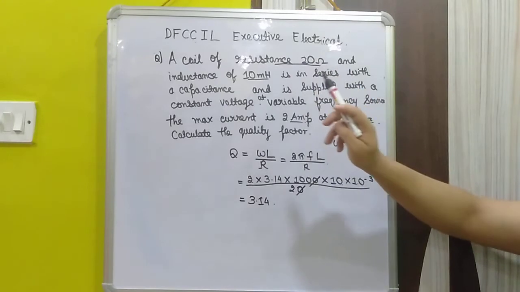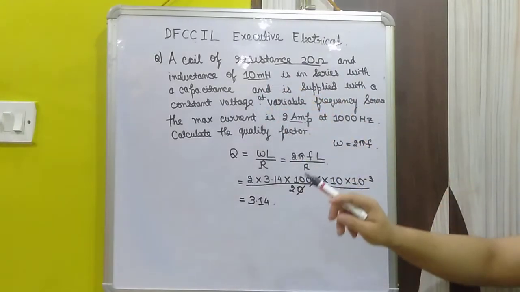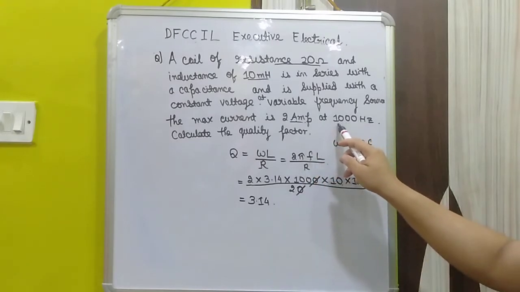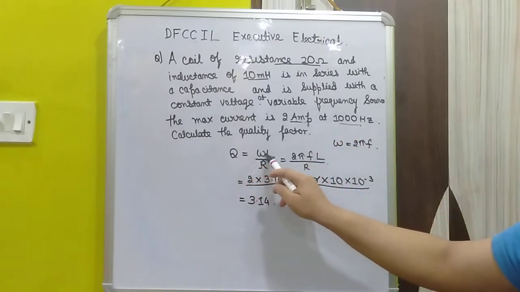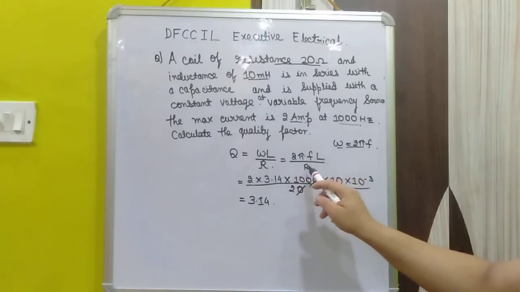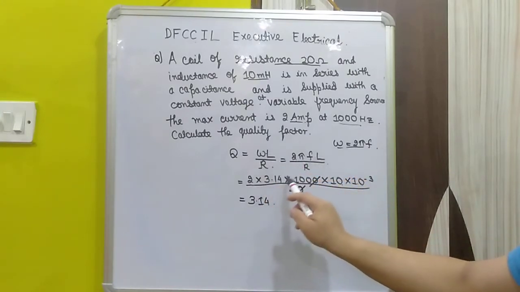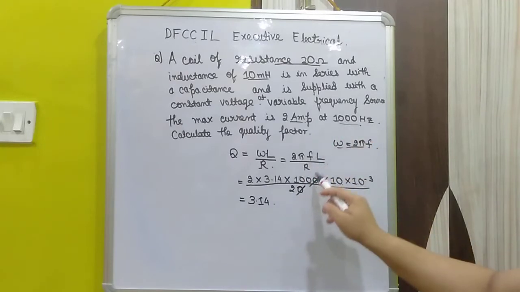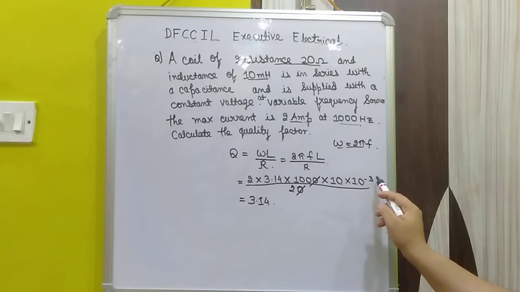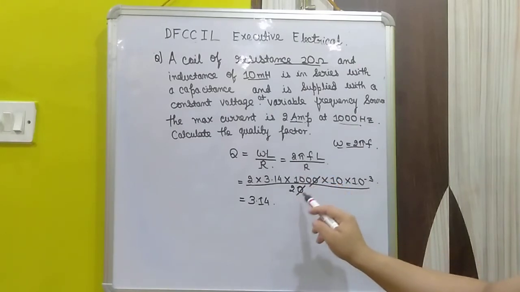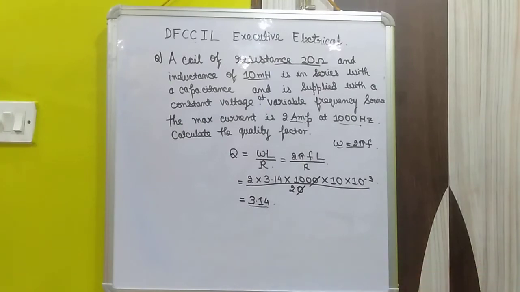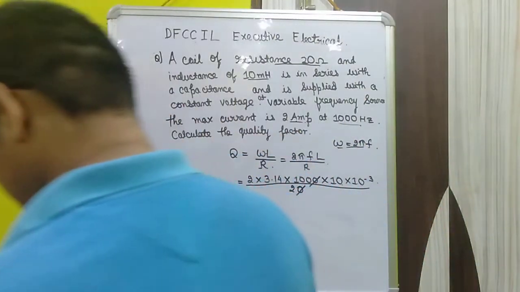Resistance is 20 ohm, inductance is 10 millihenry, current is 2 ampere, and frequency is 100 hertz. So Q is equal to omega L by R. Omega is 2 pi F. So 2 pi F into L by R. We just put the value 2 into pi 3.14. Frequency is 100 hertz. L, inductance, is 10 millihenry. So 10 into 10 to the power minus 3 Henry divided by R, the resistance. We just do the full calculation. It will be 3.14. So this is the answer.